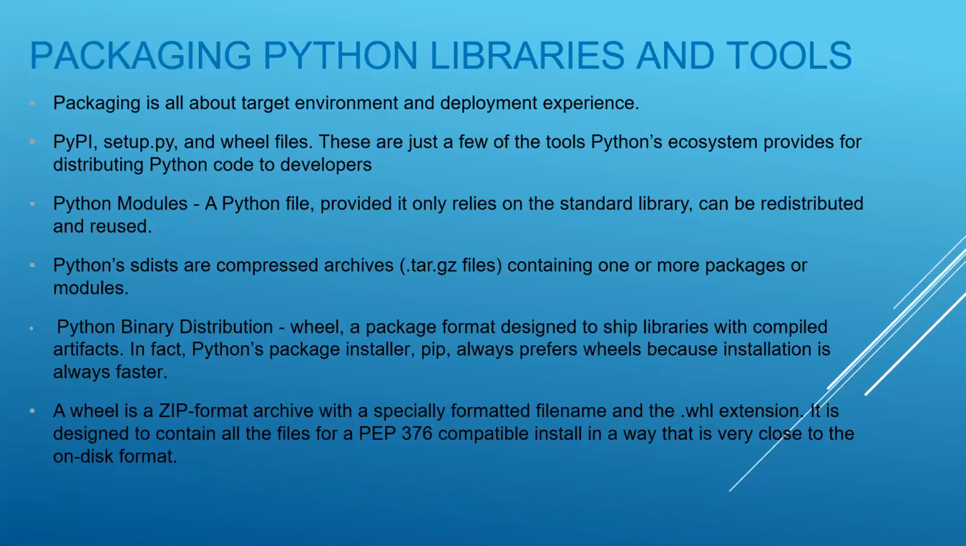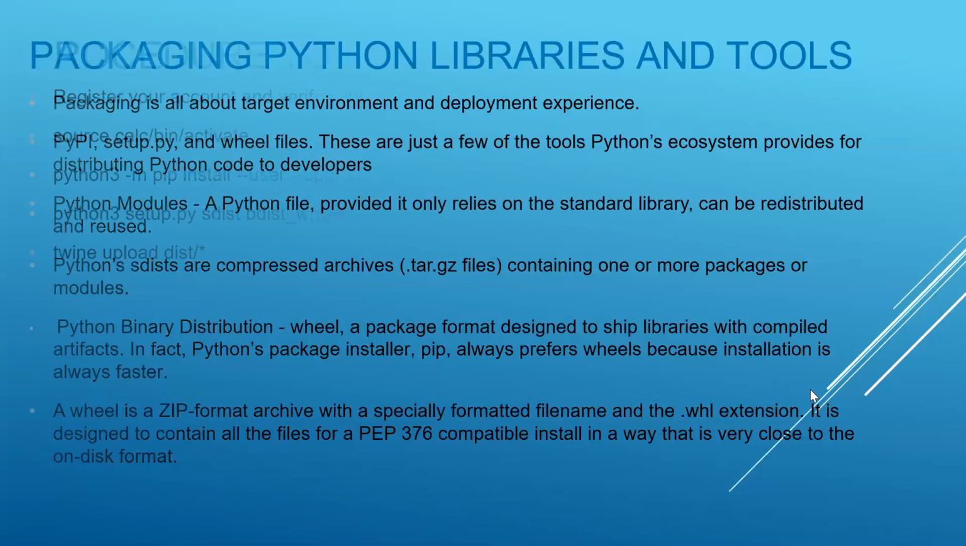By default we need to send both distributions, the source distribution and the binary distribution. If for any environment the binary distribution is not available, you can clone the source distribution, untar that file, and then simply call python setup.py install to install that particular package. A wheel is nothing but a zip format archive with a specially formatted file name and a .whl extension. It is designed to contain all the files for a PEP 376 compatible install in a way that is very close to the on-disk format.